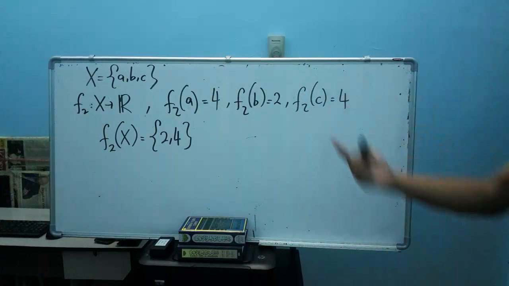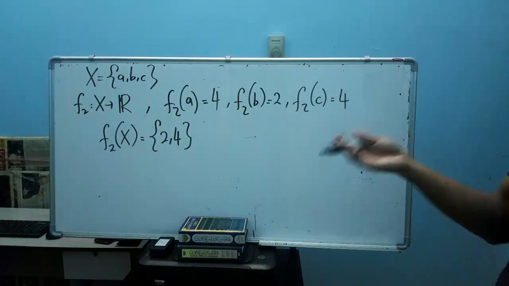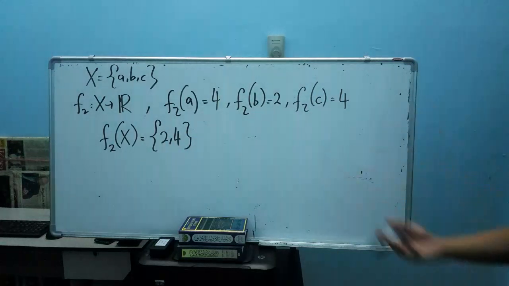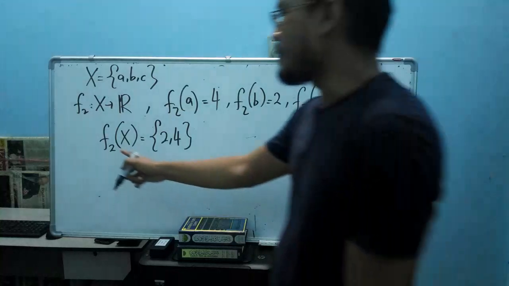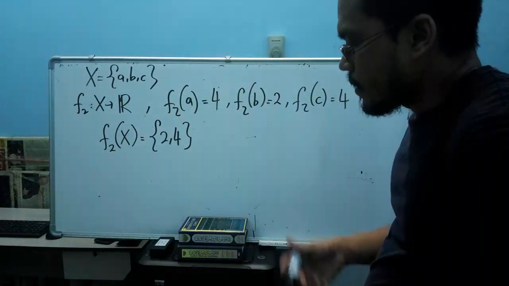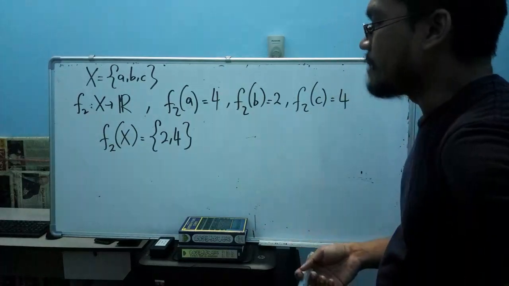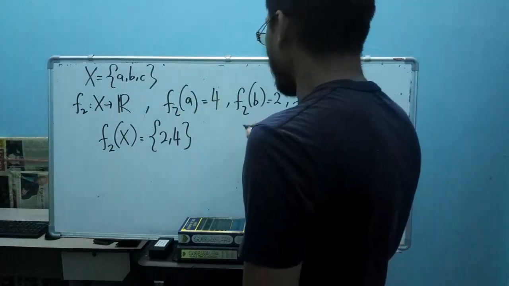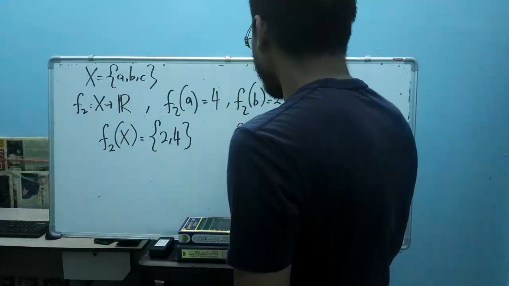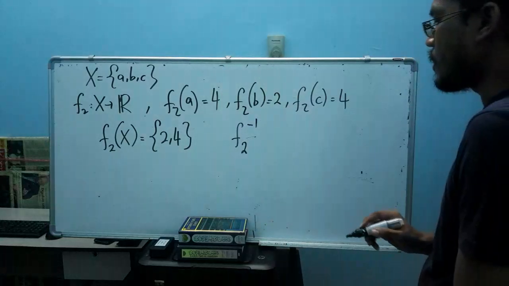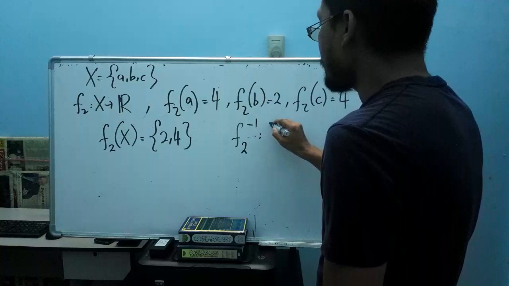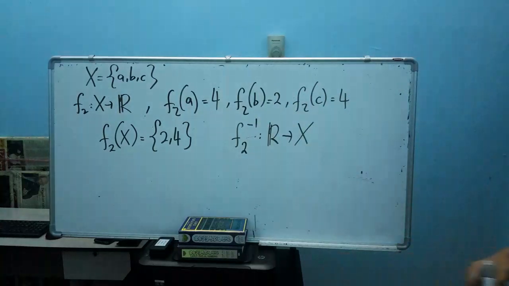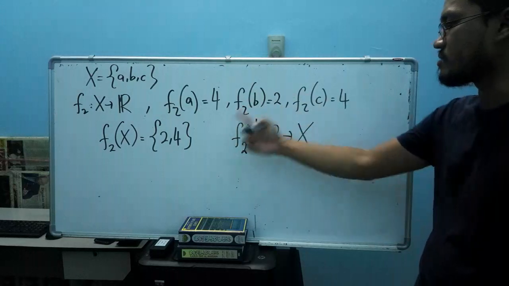So now we have two values, different from the first function, which is just a constant function with one value. For f2 we have two values. Now let's consider all possible pre-images, or all possible inverses, of f2. What is the meaning of the inverse of f2, or the pre-image of f2? It means we need to find all possible sets mapped from R back to X. So let's find all possible ones.